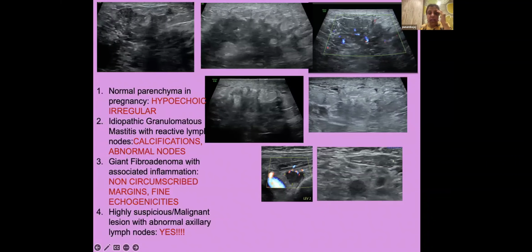Now comes the reason for the giant fibroadenoma. I'll first deal with that. Firstly, fibroadenoma or a giant fibroadenoma, you would expect a circumscribed lesion. Here you have non-circumscribed margins and you have fine echogenicities inside this. Can you see that? Even if you get two factors which are going against it, it is not number 3.